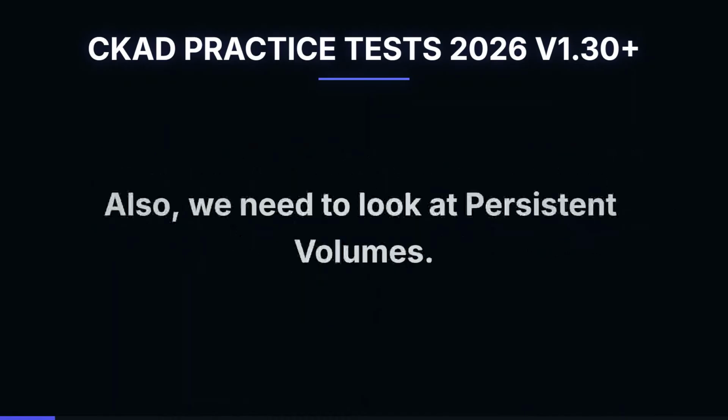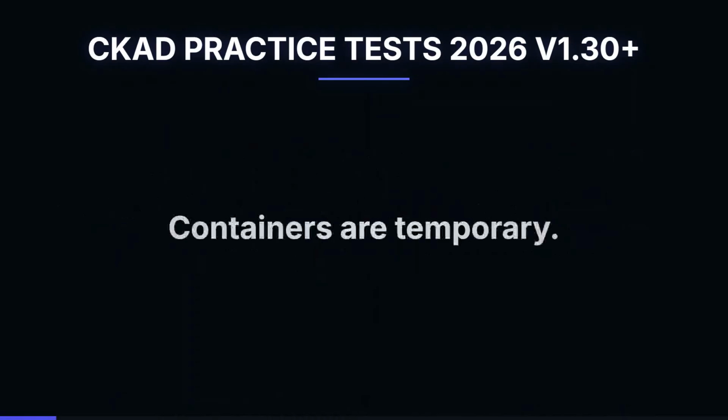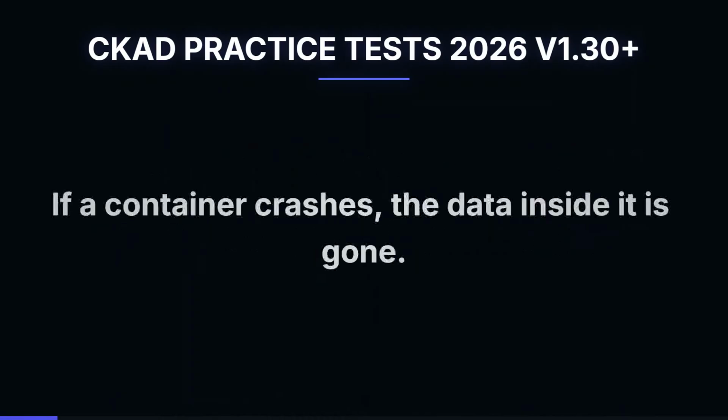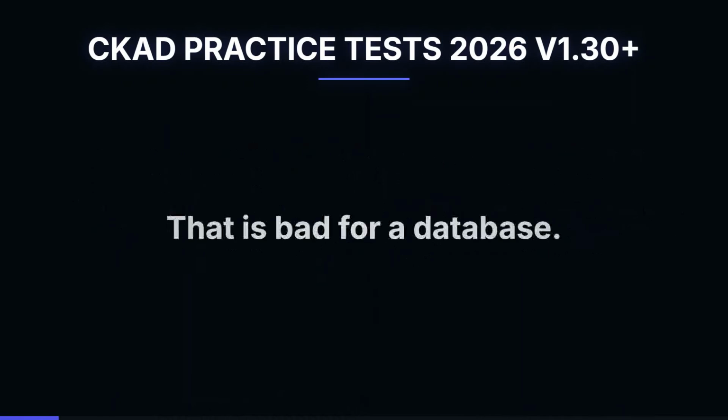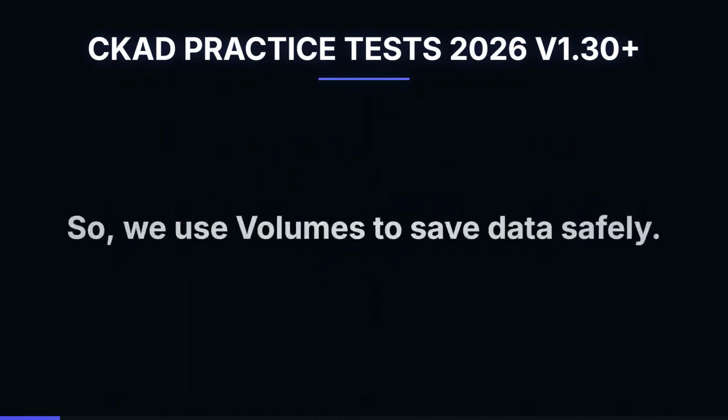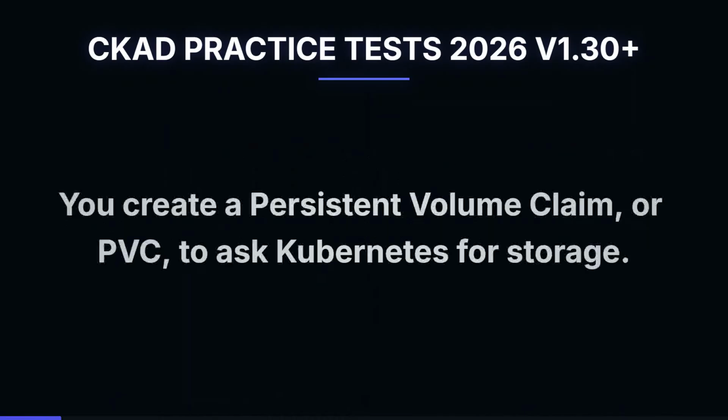Also, we need to look at persistent volumes. Containers are temporary. If a container crashes, the data inside it is gone. That is bad for a database. So, we use volumes to save data safely. You create a persistent volume claim, or PVC, to ask Kubernetes for storage.